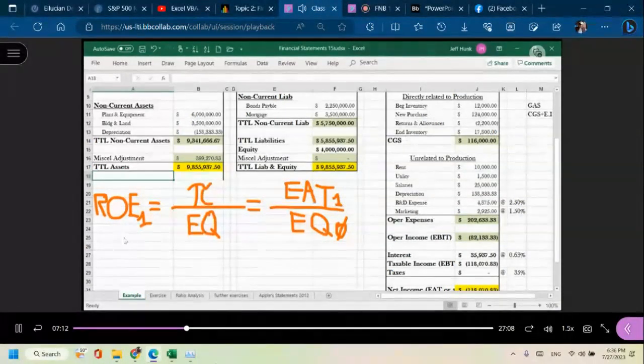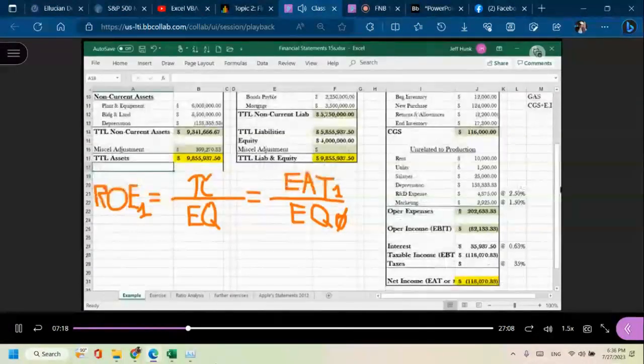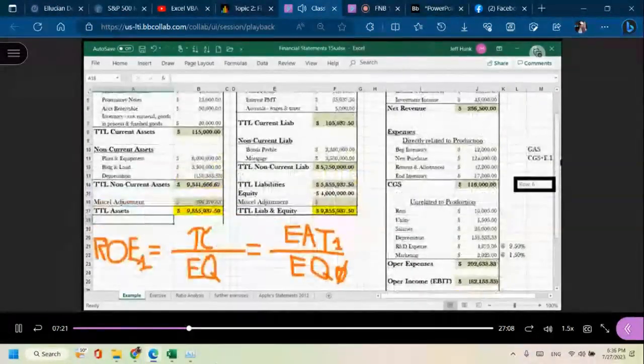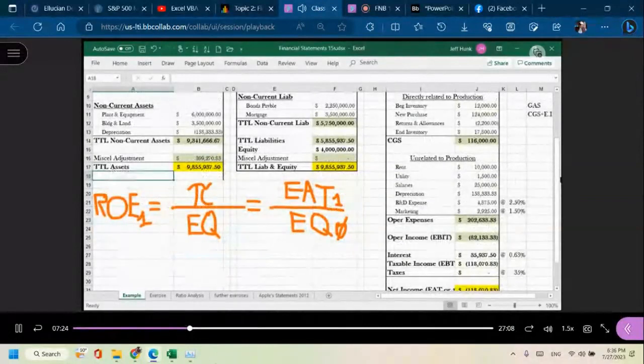So if we think about this time dimension, you can easily understand that we need, first of all, of course, the income statement and balance sheet. But then we need the balance sheet at 2 points in time.